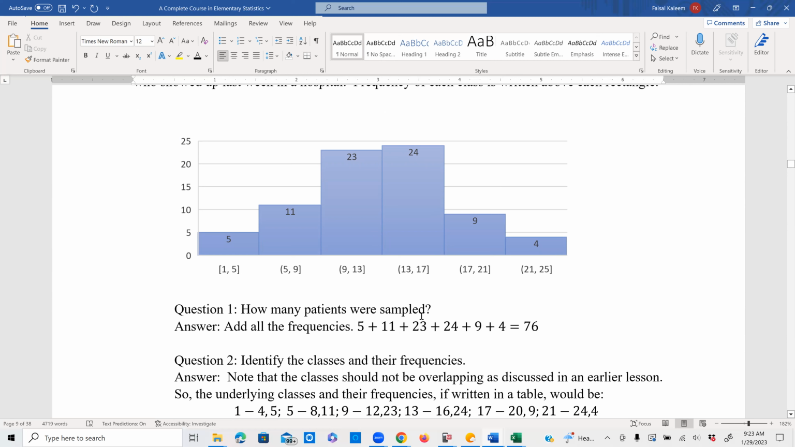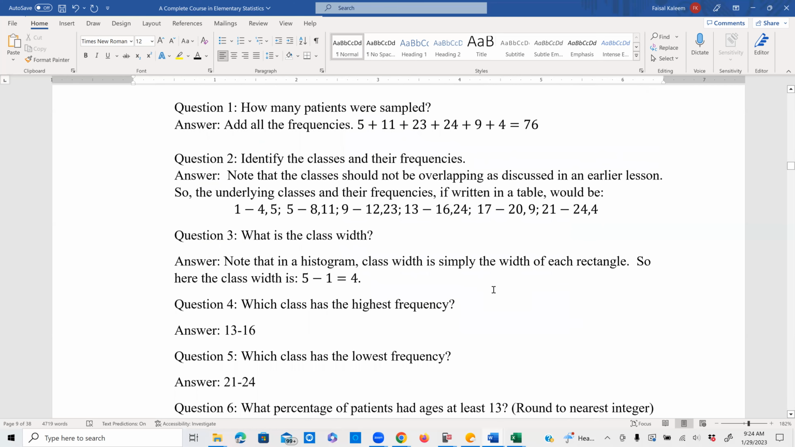Now let's identify the classes and the frequencies. In a histogram, in order to avoid ugliness in the drawing, we write classes as overlapping. So we wrote the first one as 1 to 5, the second one as 5 to 9, the third one as 9 to 13, and so on. But we know that in a table, the classes should not overlap. So if we were to represent these classes in a table, we would not say 1 to 5, but 1 to 4. Similarly, the second one we would say 5 to 8, and so on, 9 to 12, and so on.